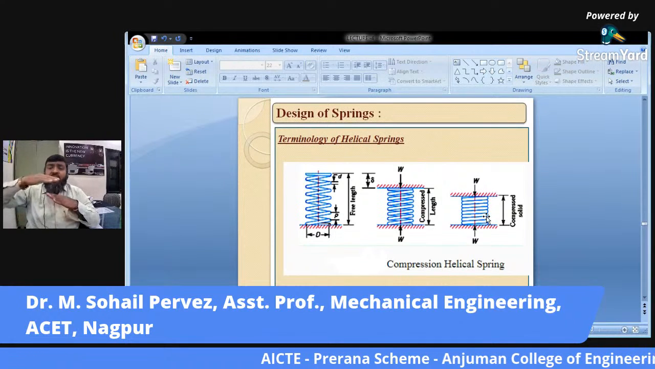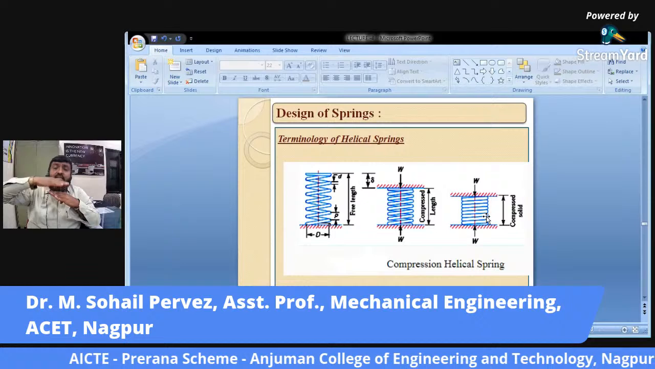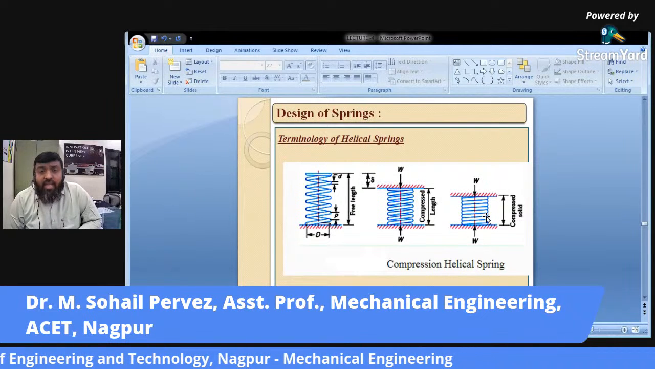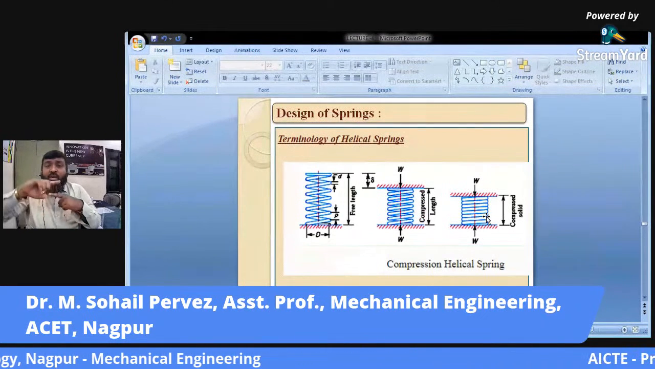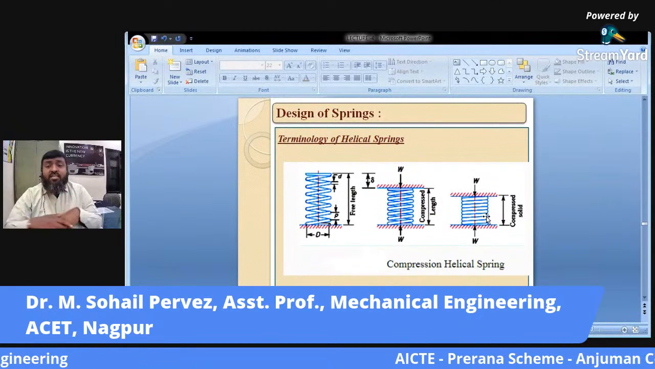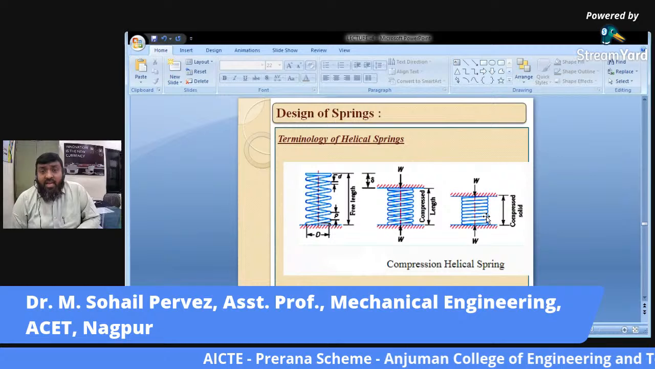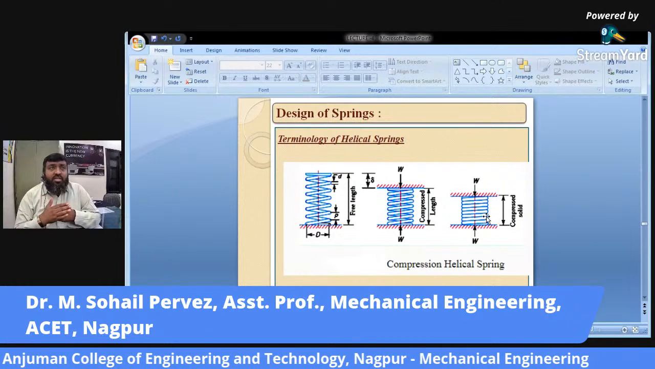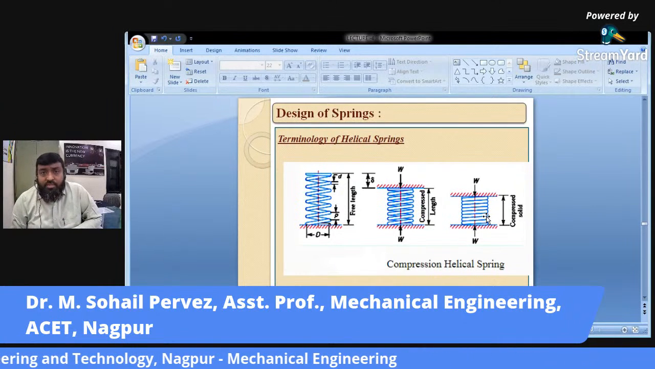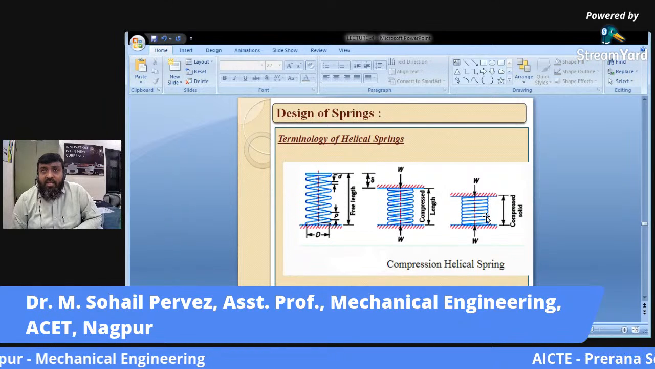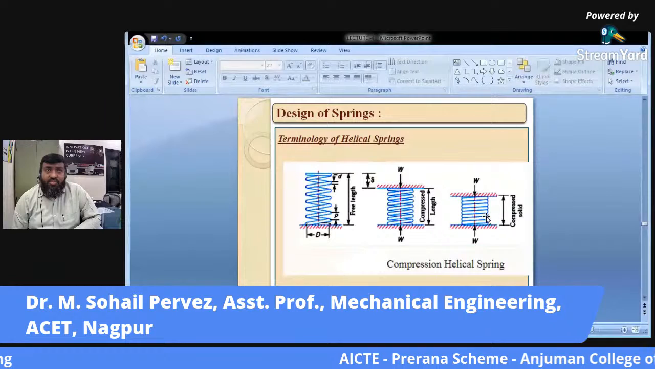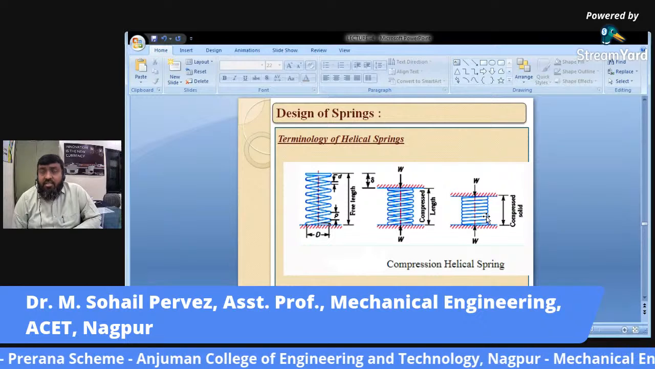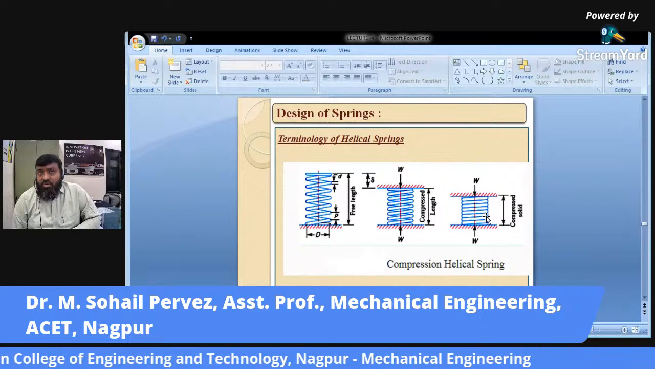Now here, if one coil is touching another coil, that is not considered to be a good design. Why? Because when one coil is touching another coil, even though it is in the solid or compressed state, it will try to impact, it will try to crush, so crushing stress will be developed. So that's why a factor is considered: 10% or 15% of the total compression length is given for that particular component.